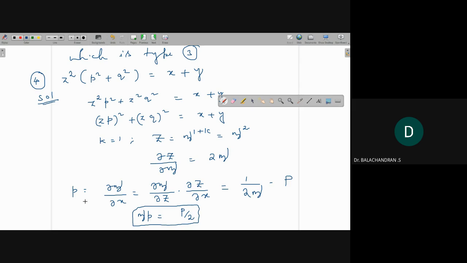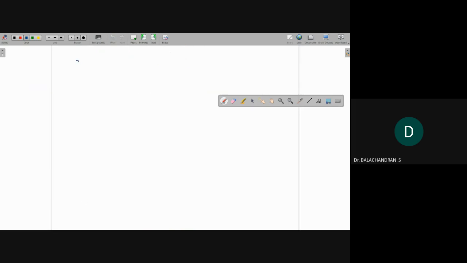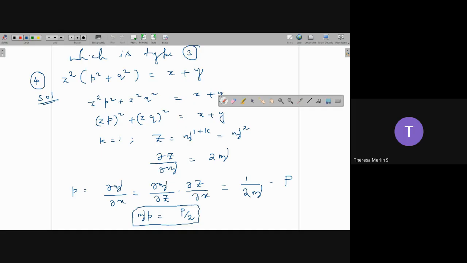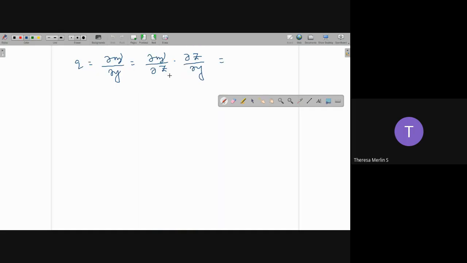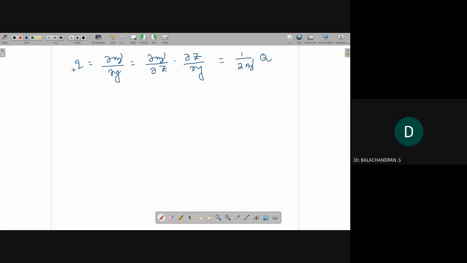Okay. Next, consider the partial derivative q. q is equal to dou z by dou y, which is equal to dou small z by dou capital Z into dou capital Z by dou small y. So what is this? Capital Q into 1 by 2z, sir. So cross multiply: q into z is equal to capital Q by 2.